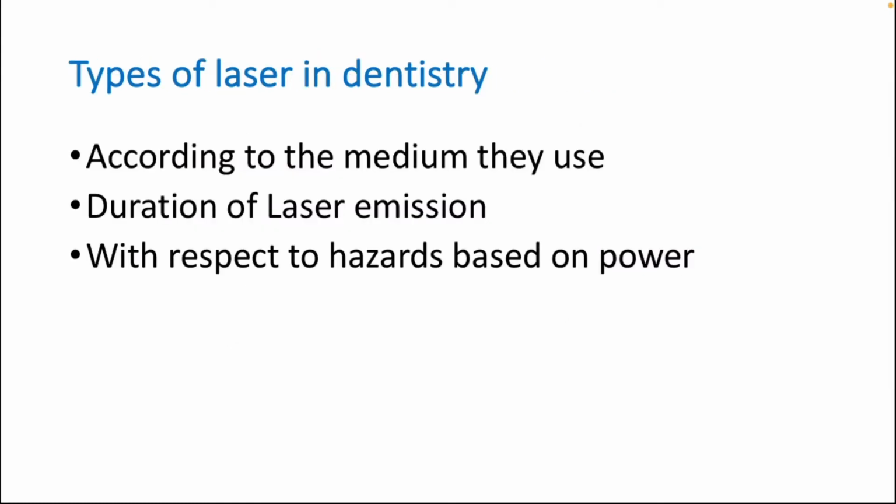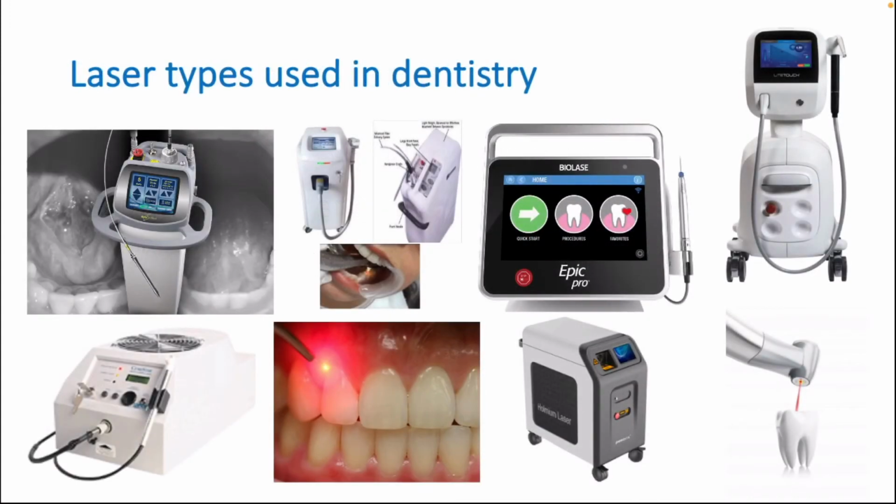Types of laser in dentistry. Lasers are classified according to the medium they use, the duration of laser emission, and with respect to hazard based on power. As for the types of laser in dentistry, we have several types that have been used in dentistry over the past decade. First one is the carbon dioxide laser, which has an excellent affinity to water-based tissues, and its wavelength permits it to be readily absorbed by water. Thus, it will not penetrate too far into the tissue without repeated or prolonged use, making it ideal for superficial lesions and resurfacing of the skin, but it is also used for removal of sialoliths, which are stones in the salivary glands.